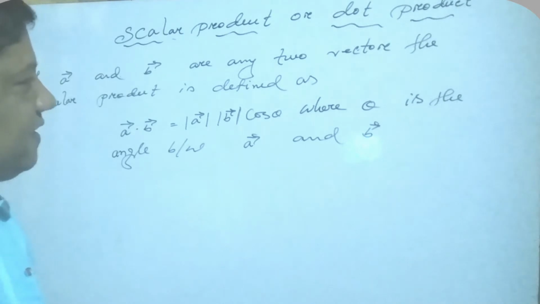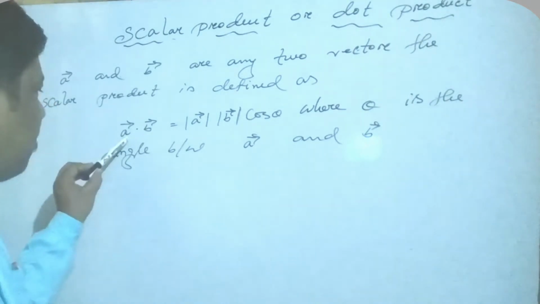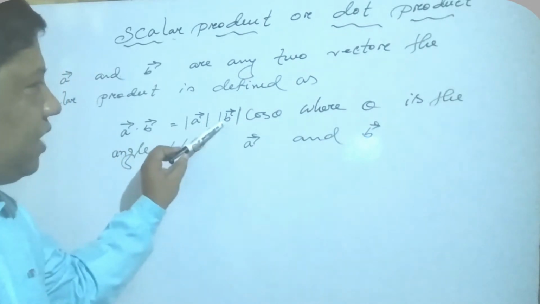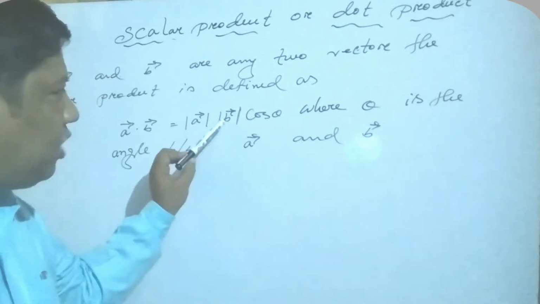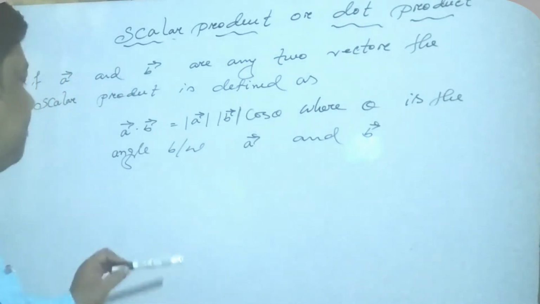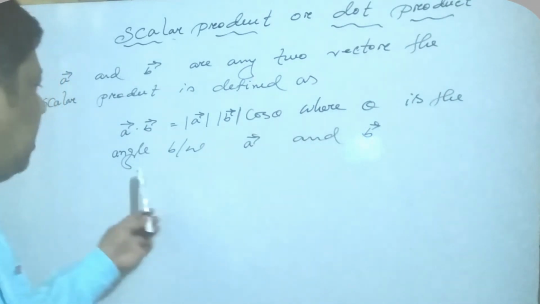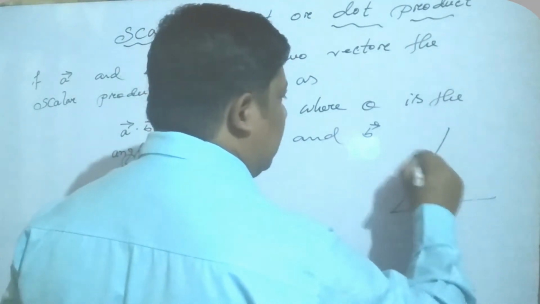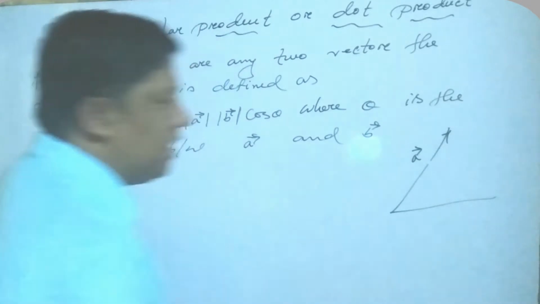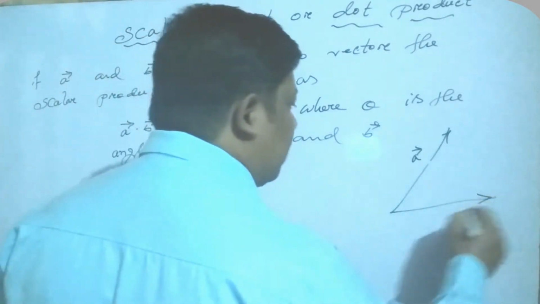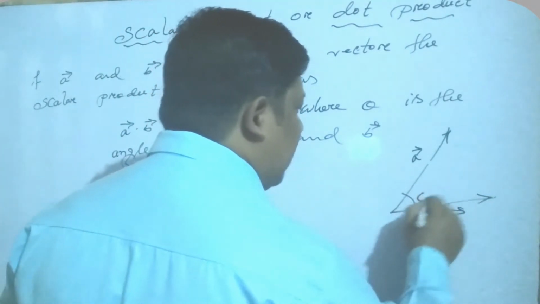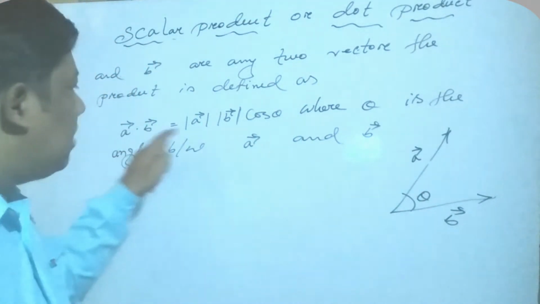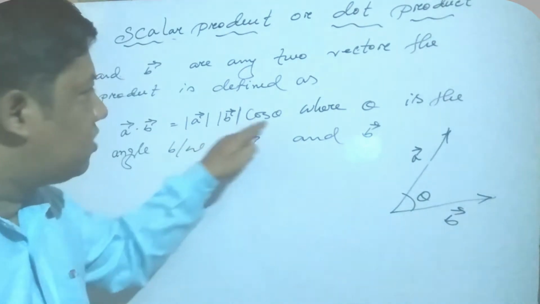Scalar product is defined as A dot B. A dot B means mod of A mod of B. That is magnitude of A, magnitude of B cos theta. Where theta is the angle between A and B. Suppose if any vector from this side, east direction, it is denoted by A, another vector is B, and theta is the angle between them, then dot product is defined A dot B equal to mod of A mod of B cos theta.